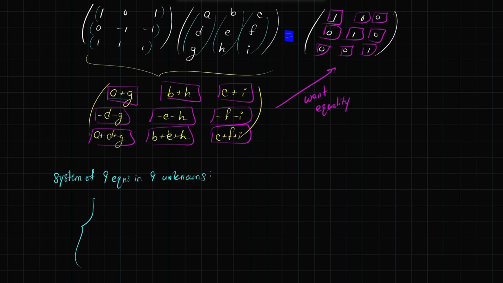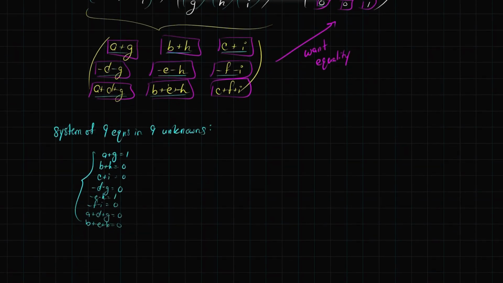Our first one, A plus G is 1. Our second one, B plus H is 0. Our third one, C plus I is 0. Our fourth one, minus D minus G is 0. Our fifth one, minus E minus H gives me 1. Our sixth one, minus F minus I gives me 0. Our seventh one, A plus D plus G gives me 0. Our eighth one, B plus E plus H gives me 0. And our final one, C plus F plus I gives me 1.